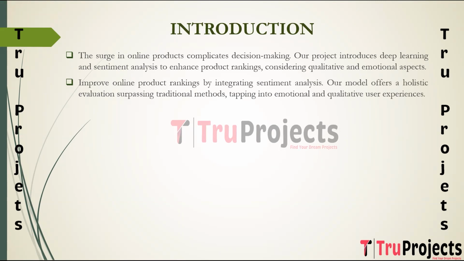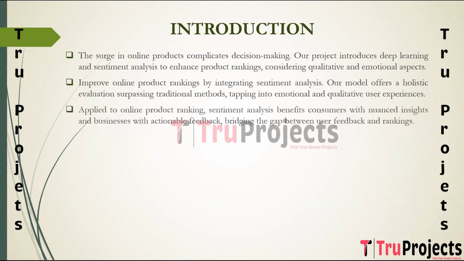The primary objective of this project is to enhance the accuracy and relevance of online product ranking by integrating sentiment analysis. By understanding and analyzing the sentiments expressed in user reviews, the proposed deep learning model aims to provide a more comprehensive and user centric evaluation of products. This approach goes beyond conventional ranking methods by tapping into the emotional and qualitative aspects of user experiences.